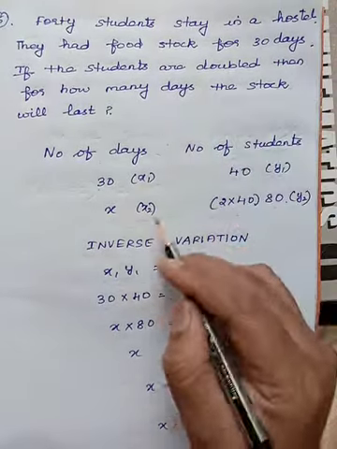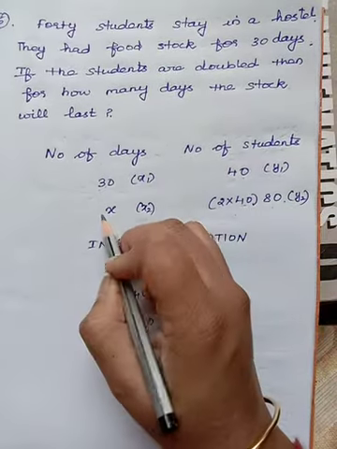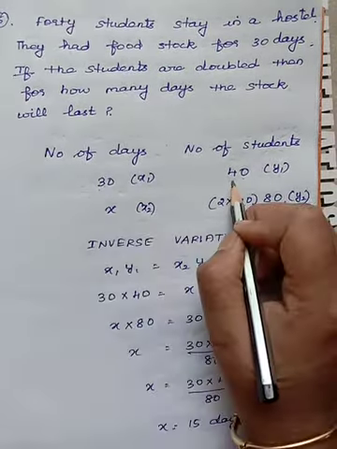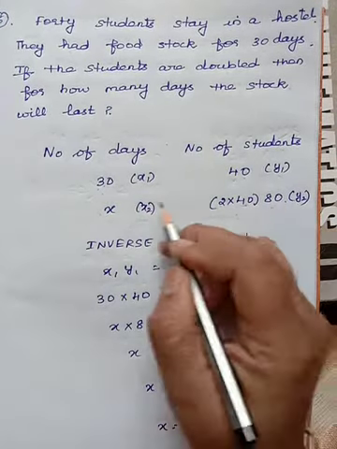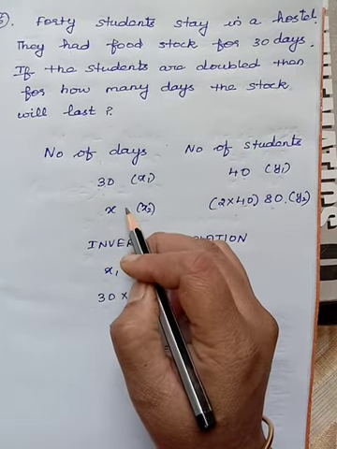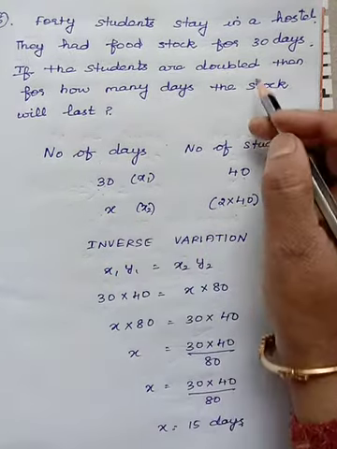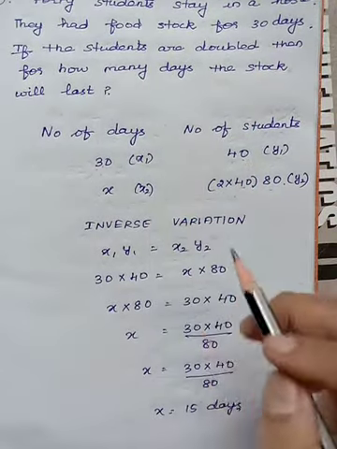If it were direct, fewer students would give fewer days and more students more days. But 40 students can eat for 30 days, and when 80 students are there, more children will finish the food stock within fewer days. They can finish their food stock very soon. So from this we can understand this is an inverse variation.